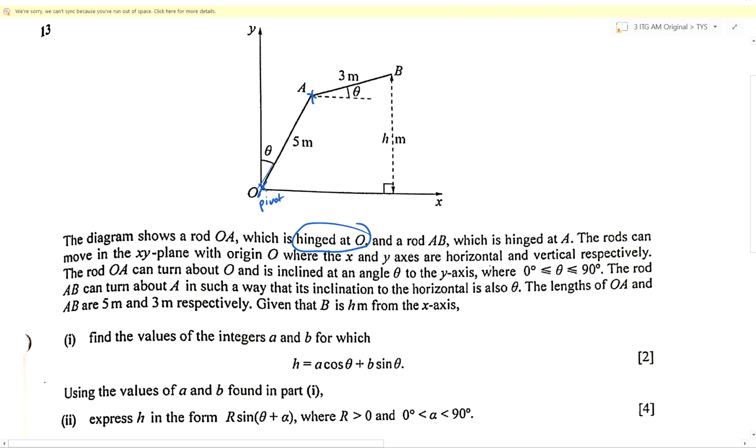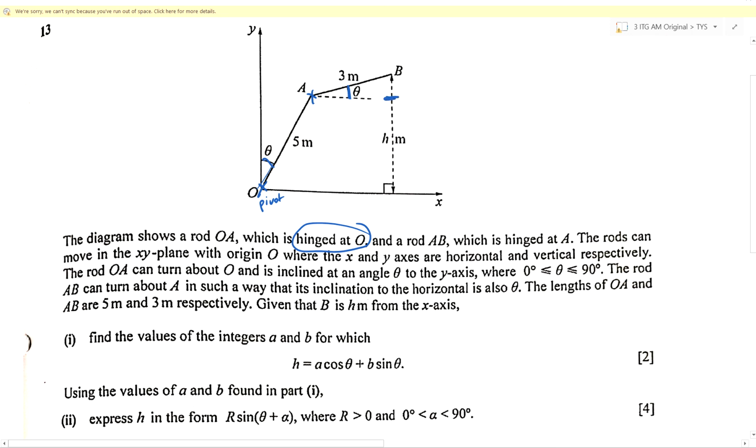They give you an angle over here, theta. It is between 0 and 90. The rod AB also can turn. And they have another condition. This will be the same angle theta. They give you the length. They gave you a height over here. And you have to find the expression for the height.